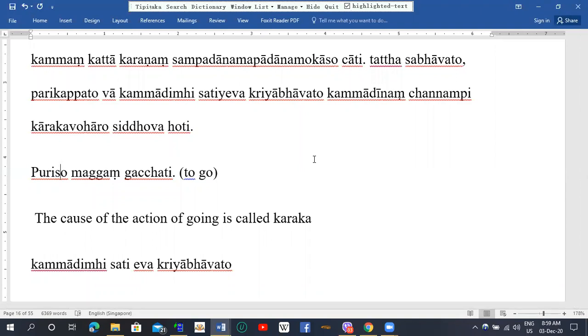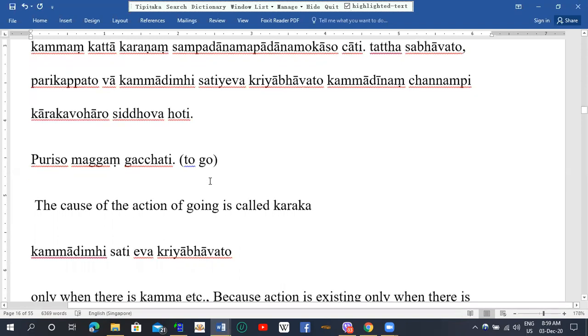Okay. Later I will explain the difference between karaka and sadhaka. Okay, and then sadhana and sadhaka. Okay, hello? Yeah, Sayadaw. Thank you, Sayadaw. Now I'm not ready to explain. Okay, Sayadaw. Thanks, Sayadaw.